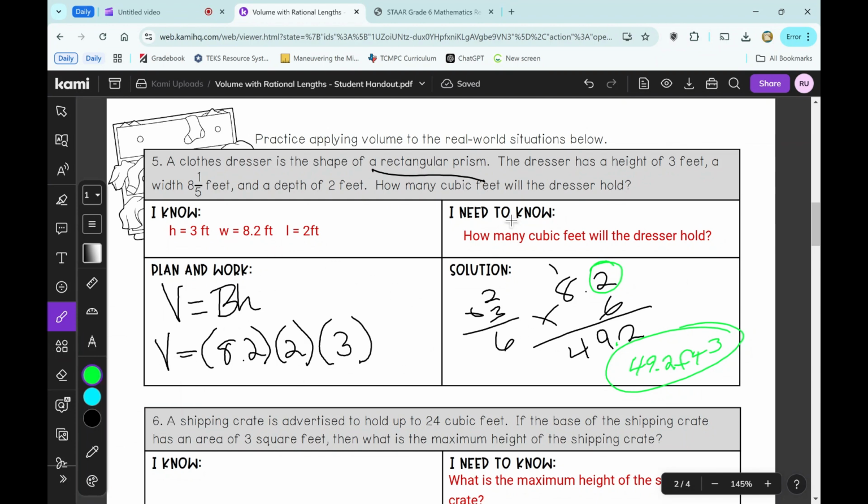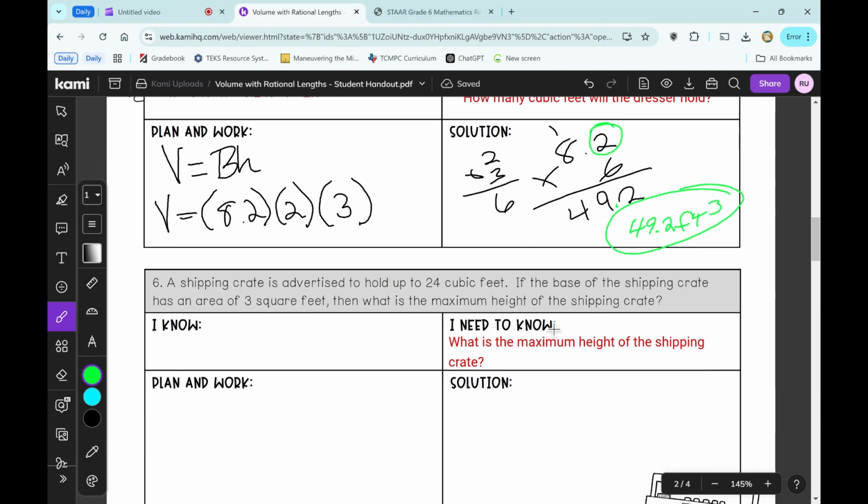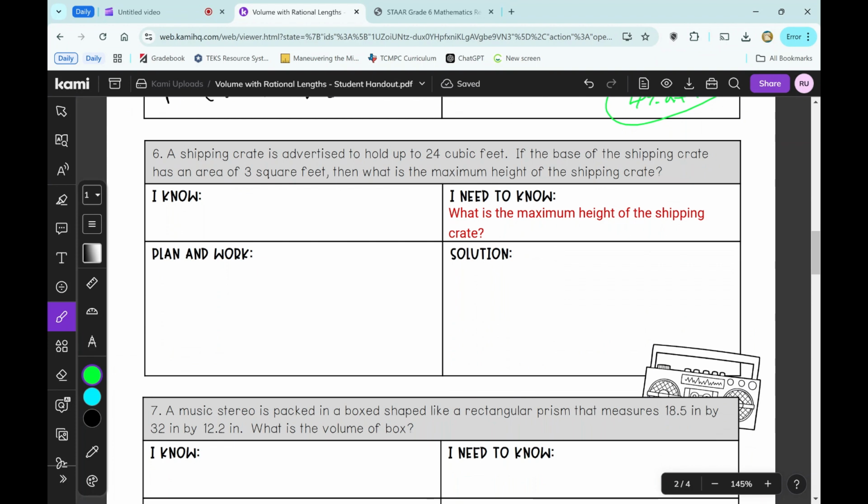So we're using the same basic principle of what I know, what I need to know, plan and work, etc. I didn't go over what I need to know because I already had it written down for you, but what I need to know is basically what is the question asking us? How many cubic feet will the dresser hold? In this case, the cubic feet that the dresser is going to be able to hold is 49.2 feet cubed. So now what you're going to use is the same theory.